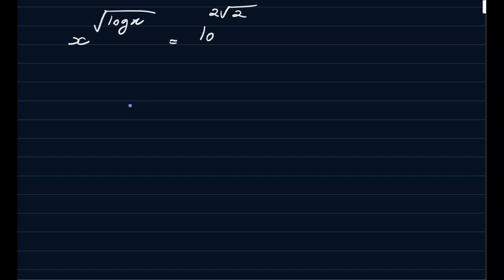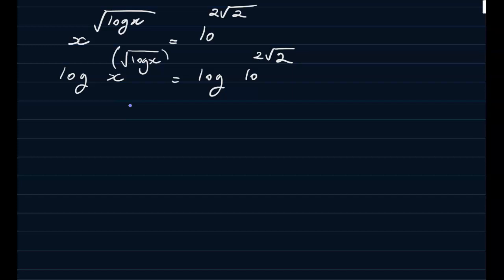So first thing we're going to do, we're going to take the log of both sides. So we get log of x to the square root of log of x equals log of 10 to the 2 root 2. Fantastic. Now that we have this, we're simply going to use the log law. We're going to bring the square root of log of x exponent to the front of the log.